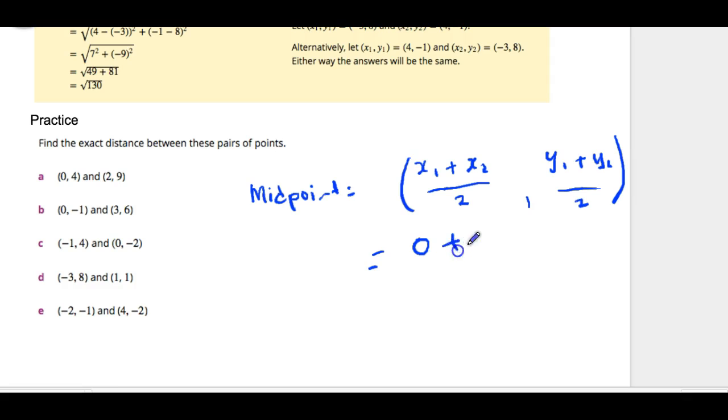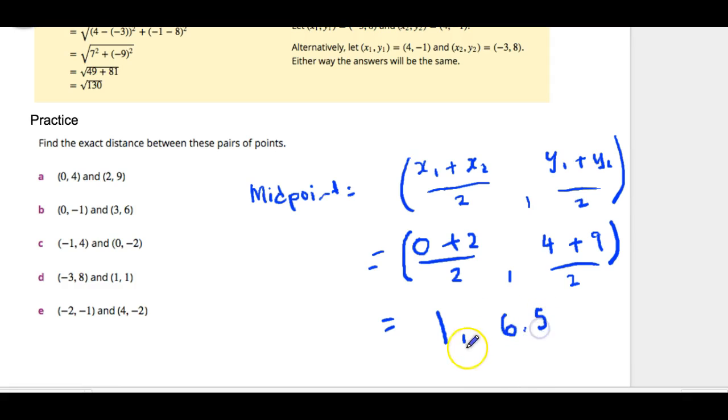x1 is 0, x2 is 2, and y1 is 4, y2 is 9. Let's use brackets because it's a set of coordinates. So this is 2 on 2, which is 1. And 4 plus 9, I'm going to do this all in one go. 4 plus 9 is 13, divided by 2 is 6.5. That's not a very good comma. It's a bit bigger. So the midpoint between these 2 points here is (1, 6.5).